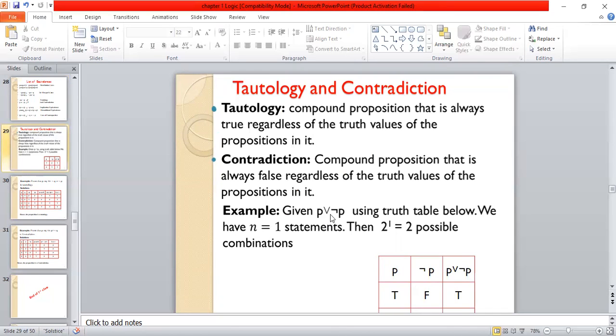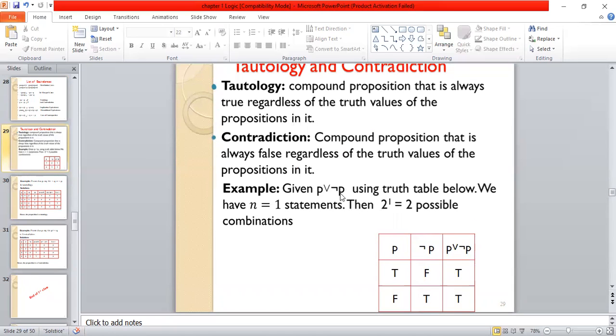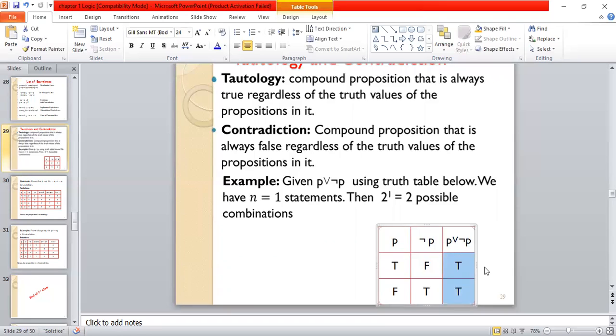So, for example, P or negation of P is a tautology. You have the one proposition P, so we have two possible combinations of truth values: P is true and false, and negation of P is false and true, where we are connecting by the disjunction. The disjunction is false only if the two propositions are both false. So true or false is true, and false or true is true. So it is always true. So the compound proposition P or negation of P is a true proposition.